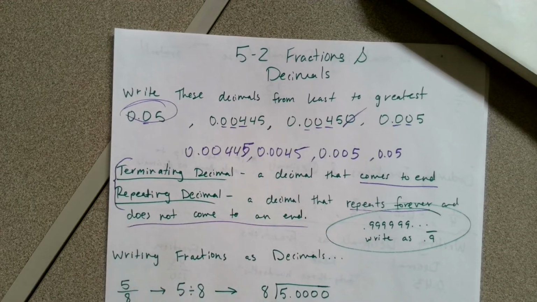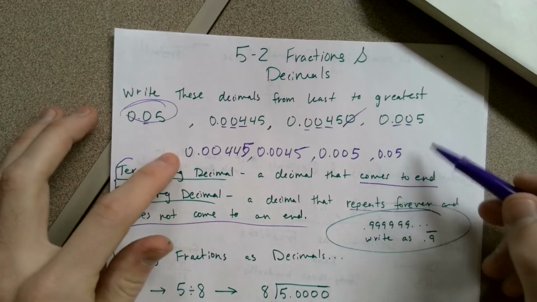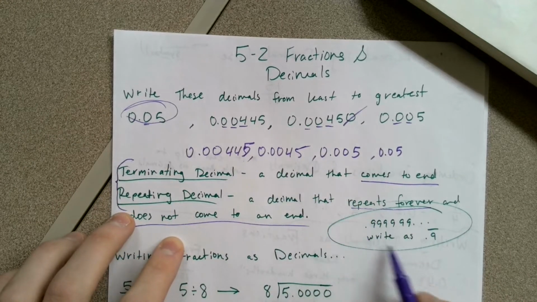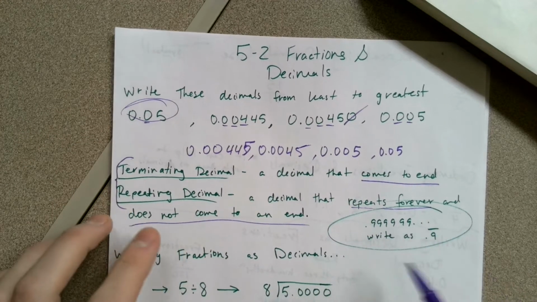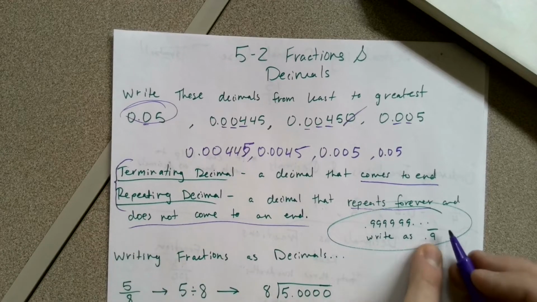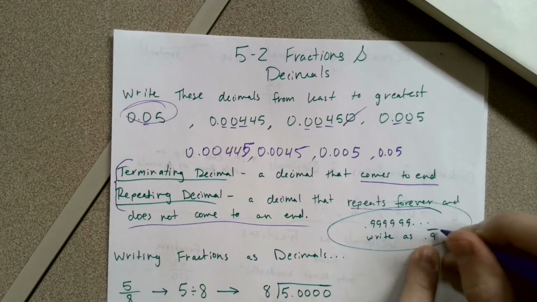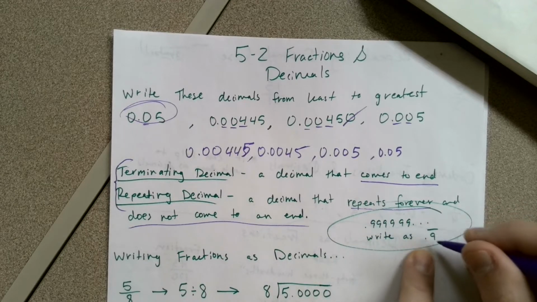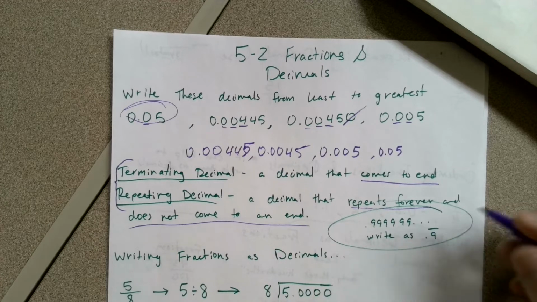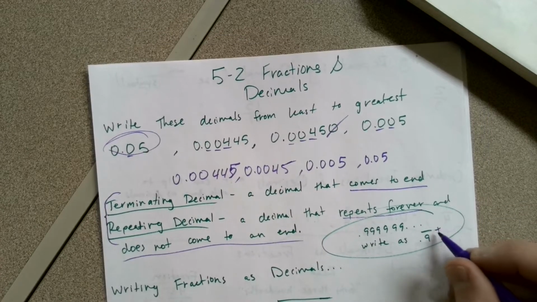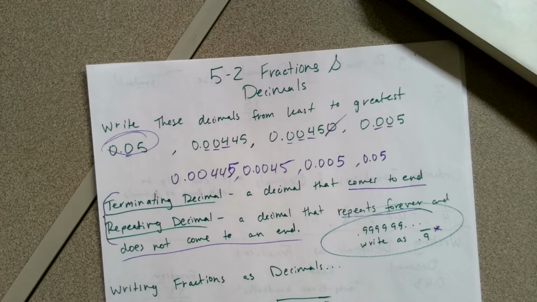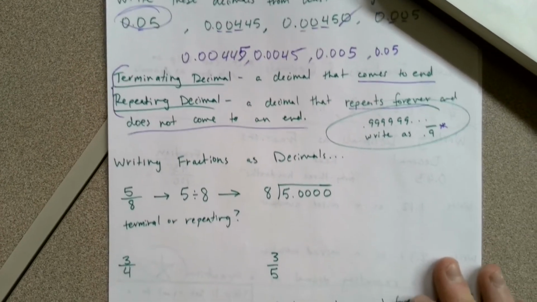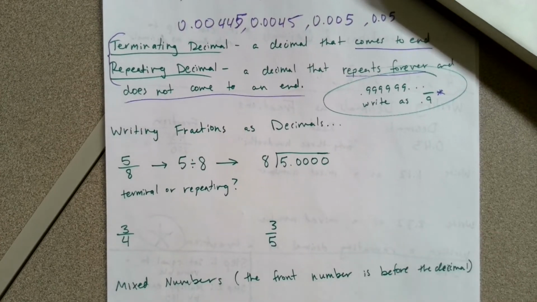We got a terminating decimal, comes to an end. What you've seen the most of, all of these up here are terminating decimals. Repeating decimal does not come to an end. Here's an example of it, 0.9999999 forever. And you can write these as putting a line over whatever repeats. So right here, the 9 repeats a bunch of times, so we put a line over 0.9. That means repeating. That is the repeating symbol. That might be worth putting in your notes as well. All right, so we know we have our terminating decimals and we have our repeating decimals. We'll see a little bit of both of these as we go through the lesson.